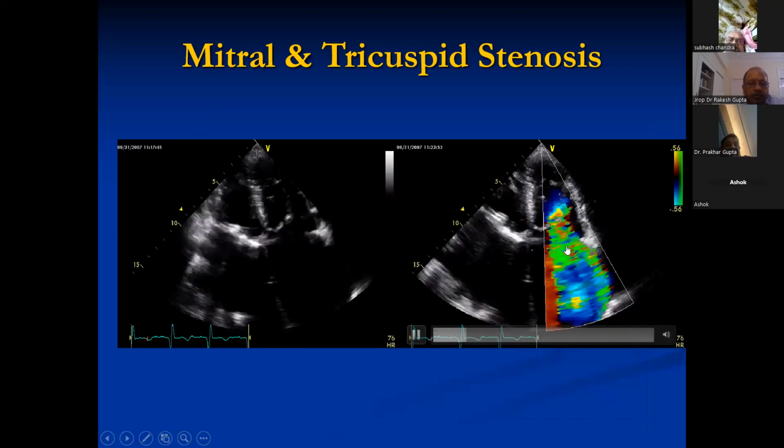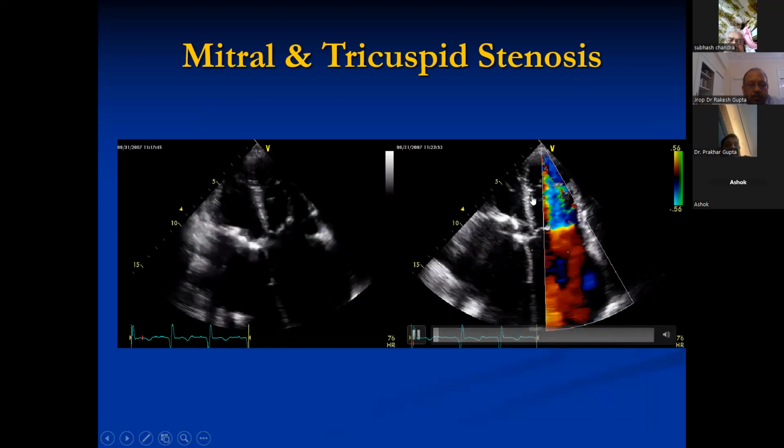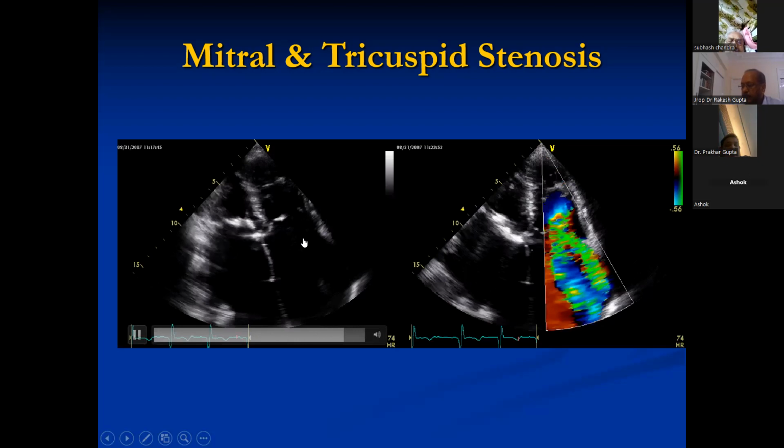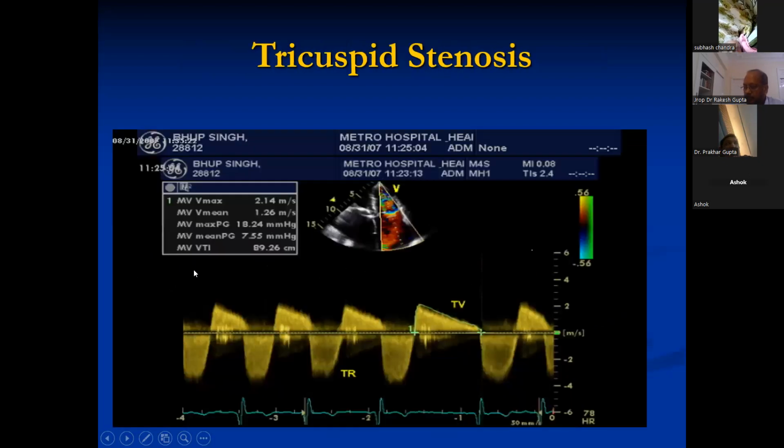TR indicative of a diseased valve or pulmonary hypertension. And you see there is a modified view, and we have taken this, and you can see the mean gradient is about 7.55. The area I'll show you in the next one also. So that means it is a severe one also, because we have again traced it.